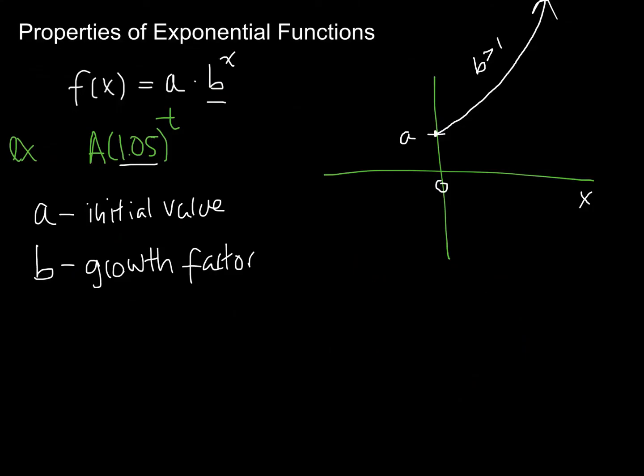If b were less than 1, how would it look? Right? Well, it's going to get smaller and smaller and smaller. Okay, so this would be when b is less than 1. And of course, if b is 1, how will that look? 1 to any power is 1, so it would just be a and be constant. And this would be if b is equal to 1.